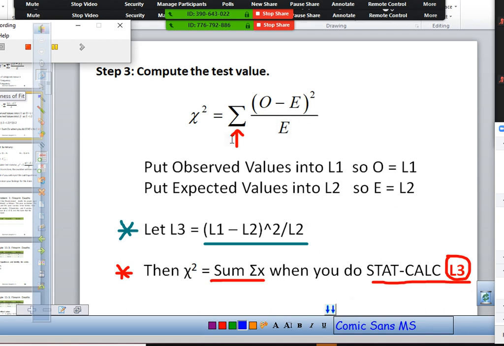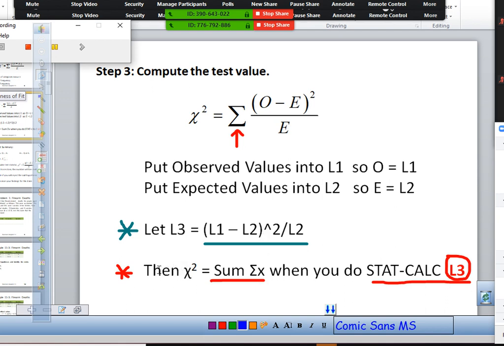But that's not the end of it, because you still have to sum them, right? You have to add them up. So how do you sum them? You do stat calc on L3, because that's where you put all these, and you have to look at the sum of the x's, and that will tell you what they are all added up.